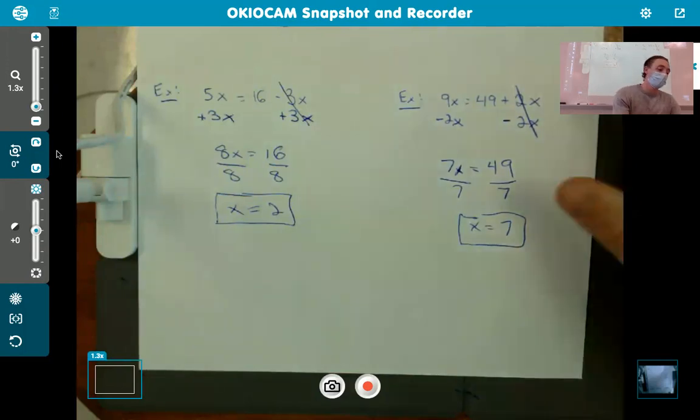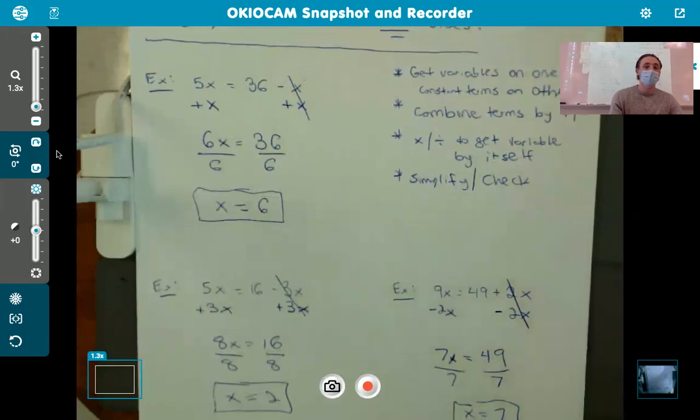All right. So just to recap, you get variables on one side, constant terms on the other, combine those terms, get rid of your coefficient, so the number in front of the variable, by multiplying or dividing, and then simplify and check your answer.